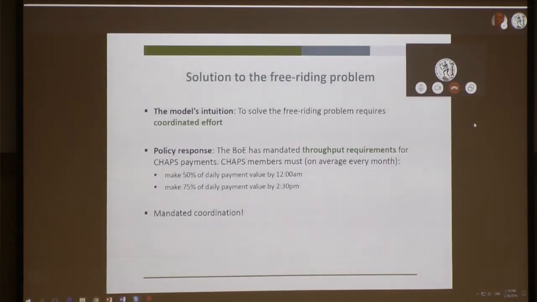So now the regulator comes in, the Bank of England comes in with all its statutory and legal powers, and is going to play the role of this coordinator. The Bank of England says that we're going to impose these throughput requirements. We're going to tell banks that, on average, every day, you must make 50% of your daily payments by noon and 75% of your daily payments by 2:30. If you haven't received any money by that time, then you must commit your own liquidity to meet this goal. In other words, we mandate that there's some degree of coordination in the system.